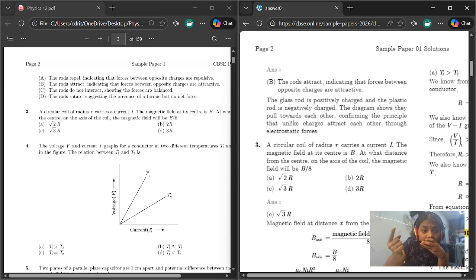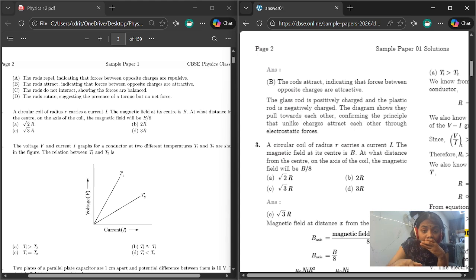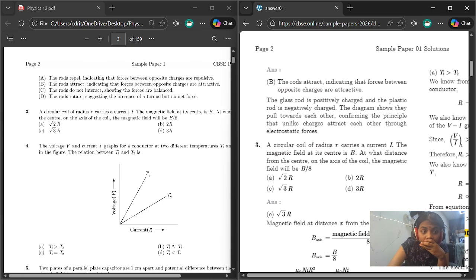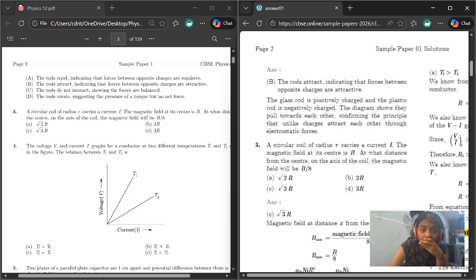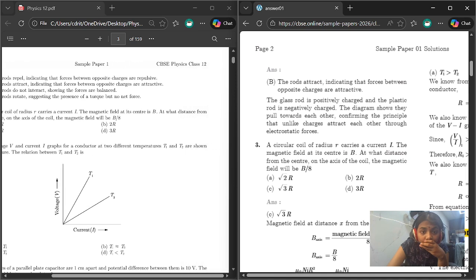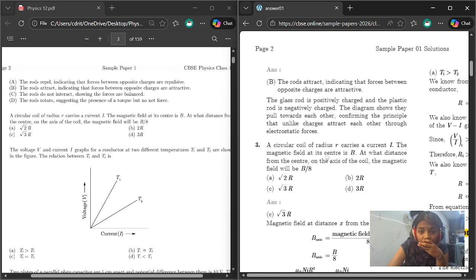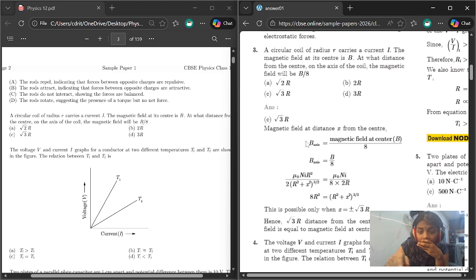Okay, now third question. The circular coil of radius r carries the current I. The magnetic field at its center is B. At what distance from the center on the axis of the coil will the magnetic field be B by 8? So we should find at what distance. So let's see. There's a formula: B axis is equal to the magnetic field at center divided by 8, because this is what they've given us.